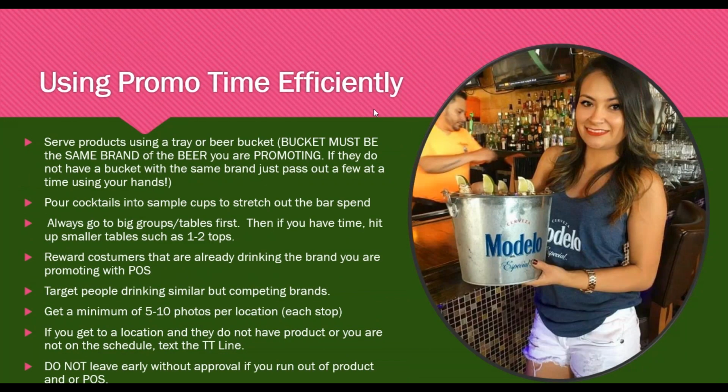So to use promo time efficiently, if you are passing out full beers and they give you a tray or a bucket to use, just make sure the logo on the tray or bucket matches the actual product that you're handing out. You really don't want to be using any trays or buckets that have competitors' logos on them or anything. If they don't have a bucket or tray that matches the brand that you're using, and they don't have just a plain one, then just pass out a few at a time with your hands.